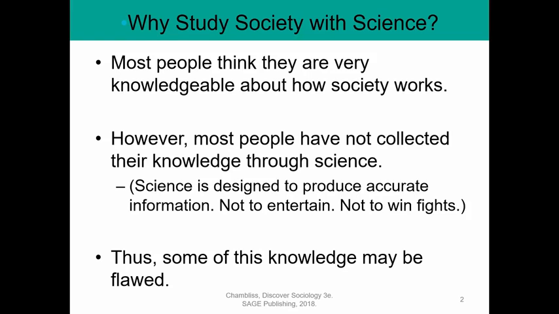Most people think that they're very knowledgeable about how society works. You're not going to encounter this class, for most people, until you're at least 18 and enrolled in a college class, maybe a little bit earlier if you're an accelerated student. So in that time, you've had 16 years of exposure to society. However, you haven't studied it scientifically. You haven't collected your knowledge through science.